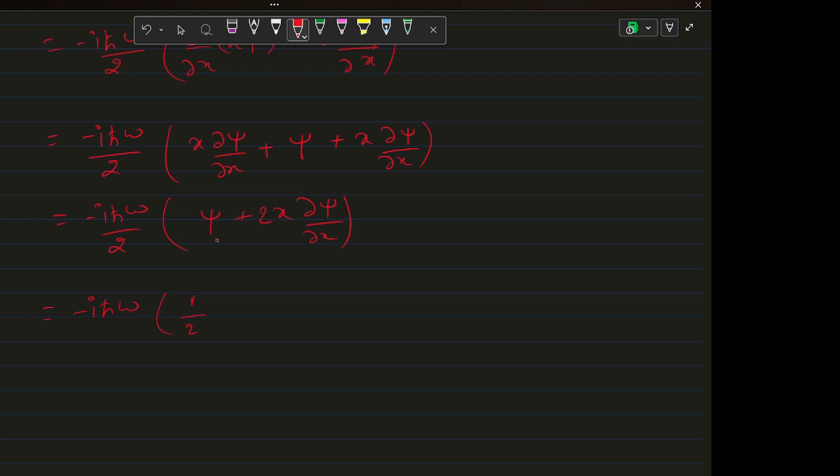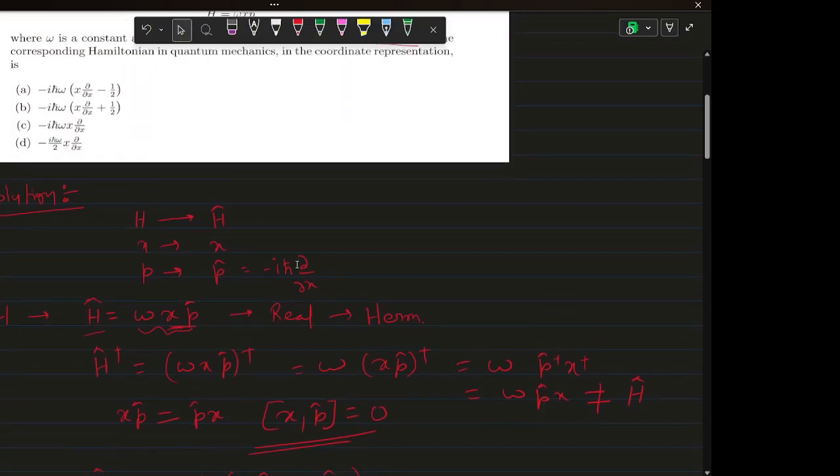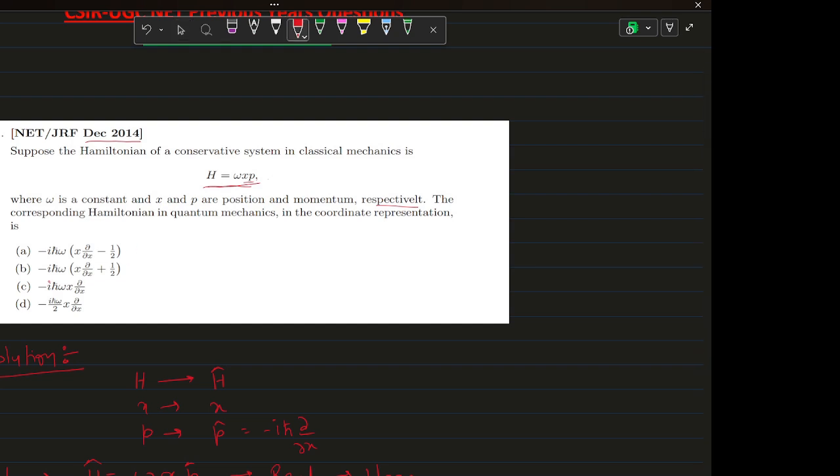Take 2 inside, 1/2 inside, plus ψ, take ψ common, x ∂/∂x ψ. This is Ĥψ. So Ĥ is equal to minus iħω times (1/2 plus x ∂/∂x). This should be the solution. So let's check the option. First, minus 1 by 2. So minus iħω times (x ∂/∂x plus 1/2). This is the solution.